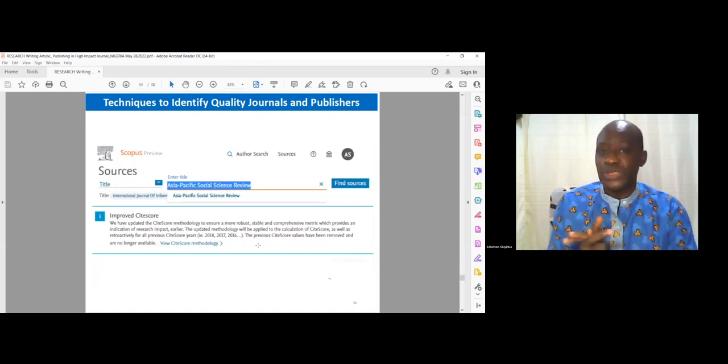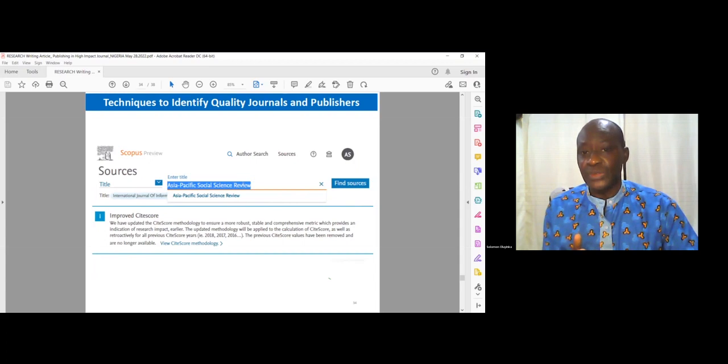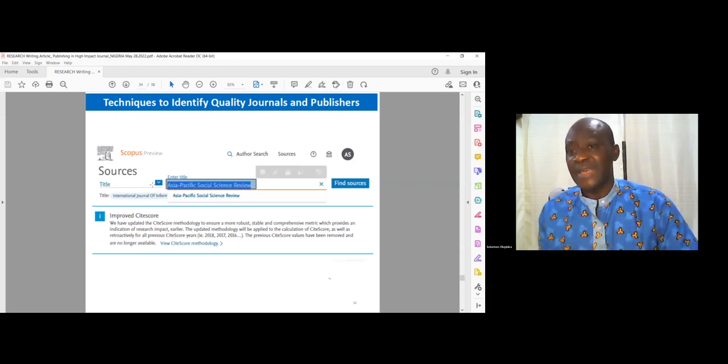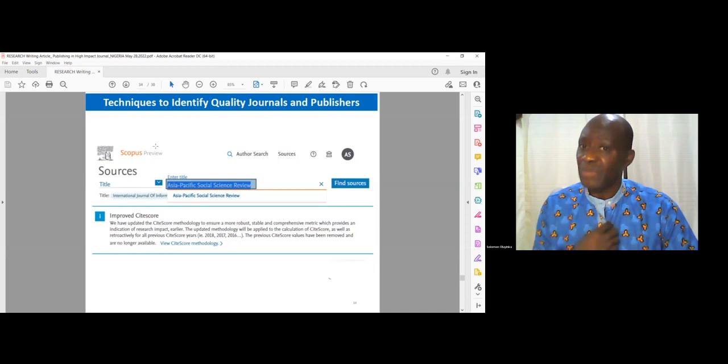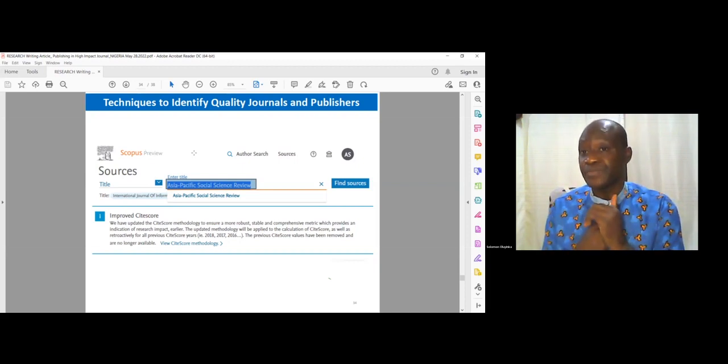This is the Scopus account. How to do it? This is the journal title. Once you open it, the first thing is you go to the sources. After the sources, you enter the title of the journal here. If you want to use the ISSN, it's also okay. This is the technique to be safe from predatory journals.